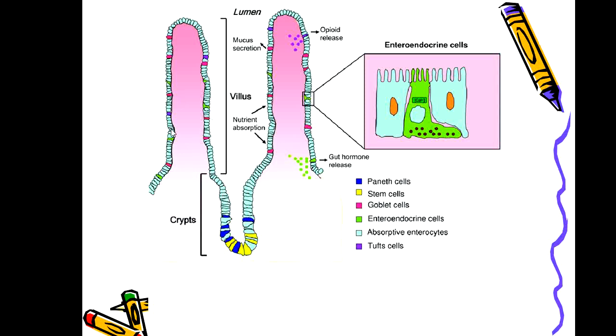The majority of the cells here are the absorptive enterocytes, because the basic function of the intestine is absorption. Entero means intestine, and cyte means cell. So these are the cells responsible for the absorption of food particles, nutrients, and liquids.